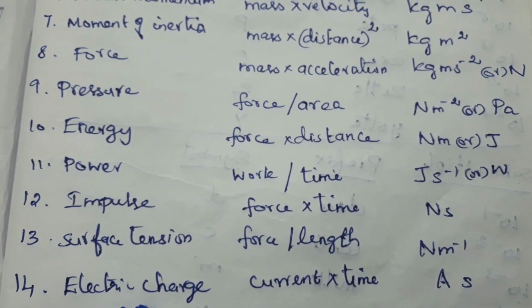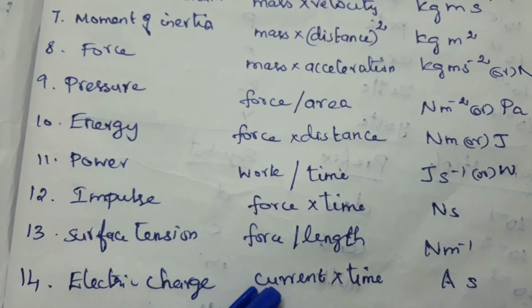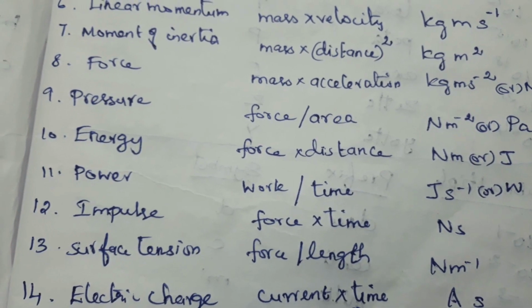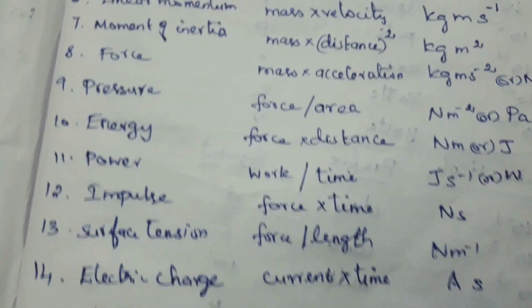Electric charge. Electric charge is current into time. What is the unit of current? Ampere. So unit of time, second. So ampere second.